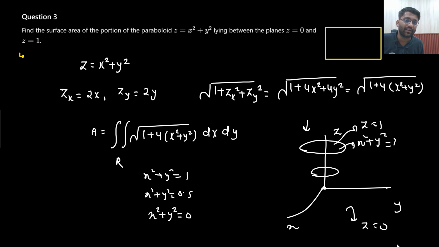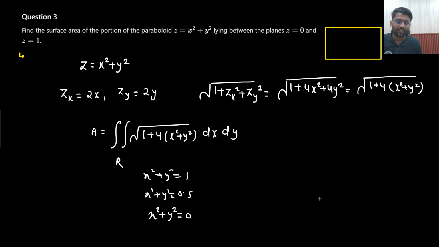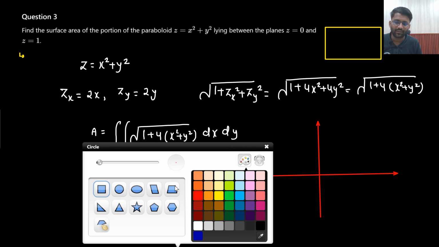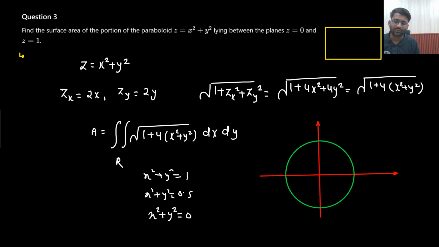So what kind of structures will I be getting? I will be getting circle, circle, circle. So if I squeeze it downward on the xy plane, I will get a circle of x square plus y square equals to 1. This is what I will be getting. This is my x axis. This is my y axis. So I will be getting x square plus y square equals to 1.